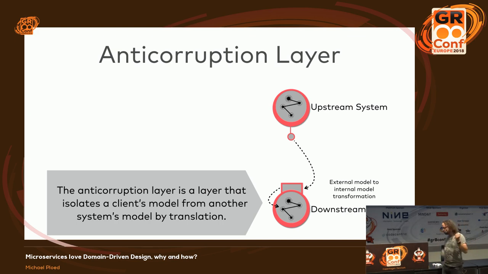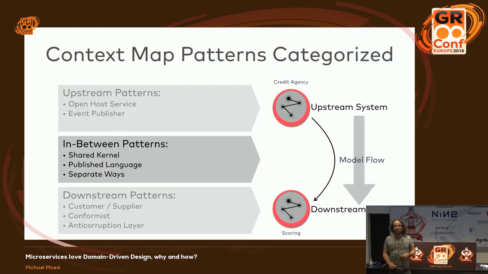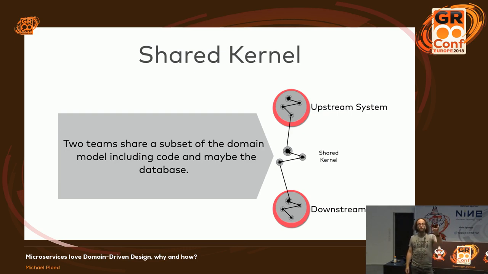Now, those are the things that you can have on the downstream side. There are, however, a couple of things that can be in the middle between both. And the first one is the shared kernel. Who in the room has ever implemented an RMI communication between two systems, or a Hessian and Burlap communication with a binary protocol? Yeah, a couple of folks.